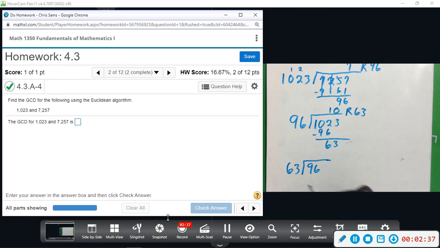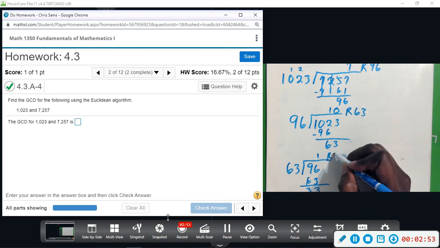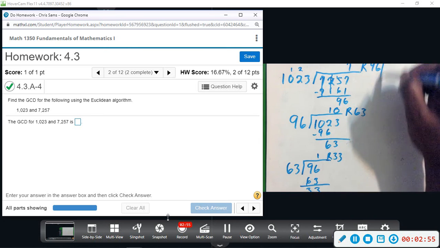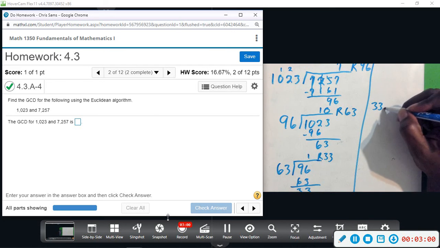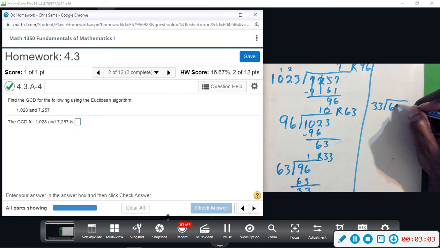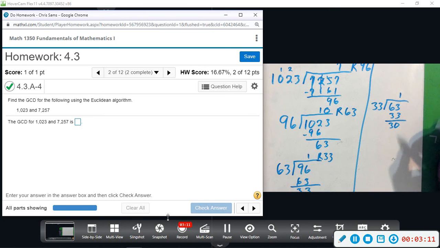And we're going to go, 63 goes into 96 once. And when we subtract this off, we get 33. And it will not go in there, so we have a remainder of 33. So now I'm going to come over here. 33 goes on the outside, and now 63 goes on the inside. 33 will go into here once, and that will leave us with 30. So we have a remainder of 30.